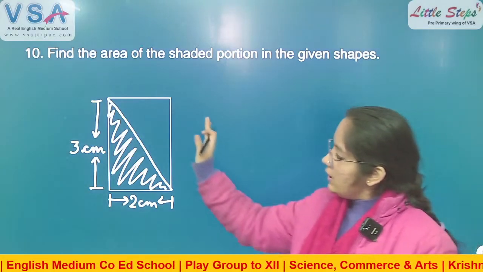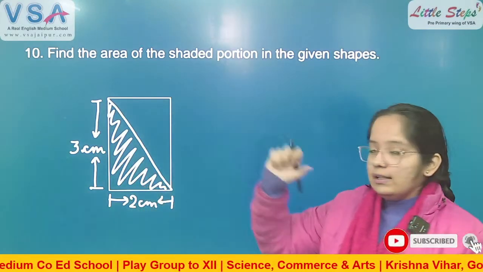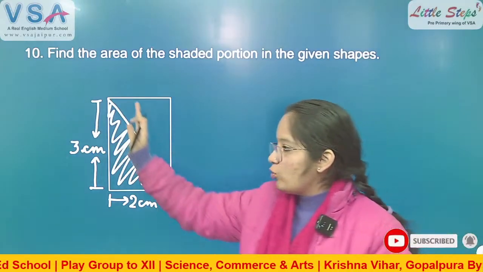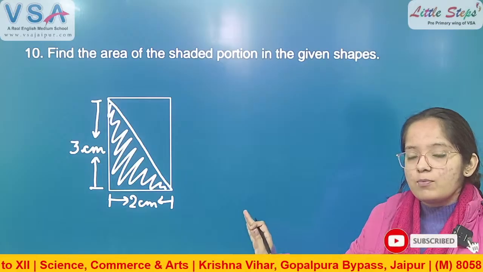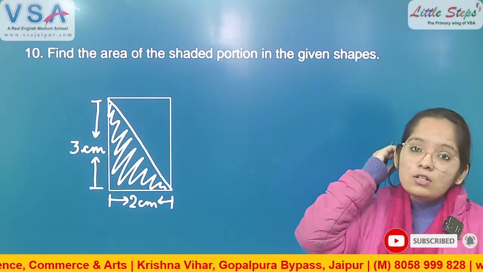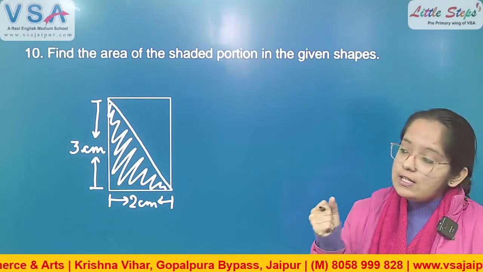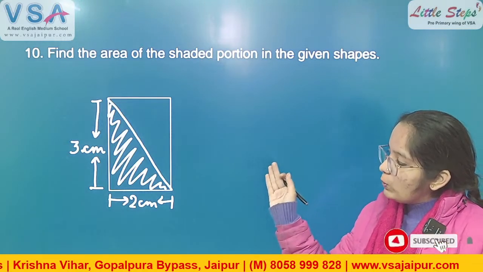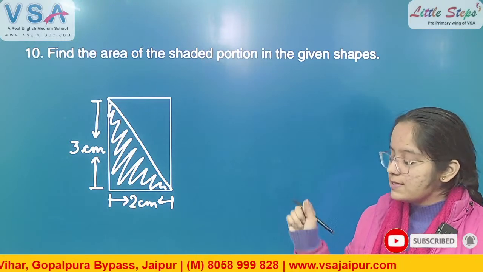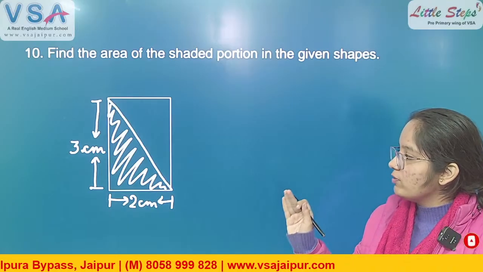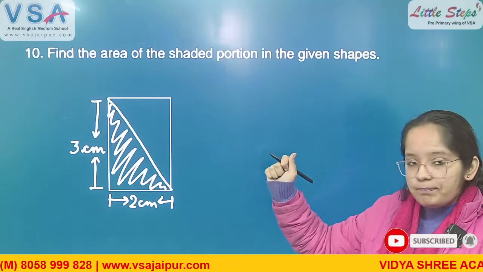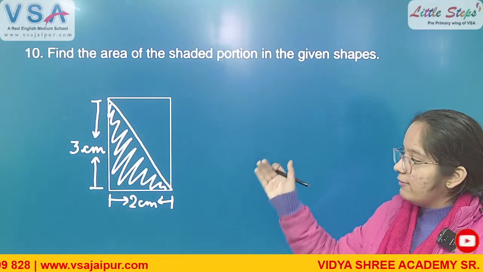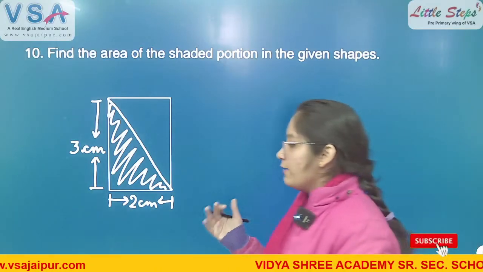But we can see clearly that in this rectangle, there is a diagonal. What is a diagonal? The line that joins the two opposite angles. So when we have a diagonal, it divides the rectangle into two equal parts. When it is dividing it into two equal parts, what will we do? We can simply find the area of the whole rectangle, and then we will divide it by 2. We will take half of it.